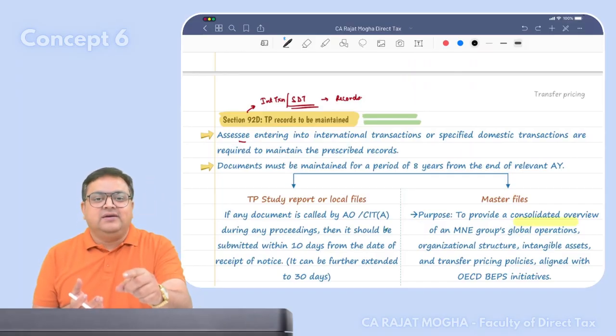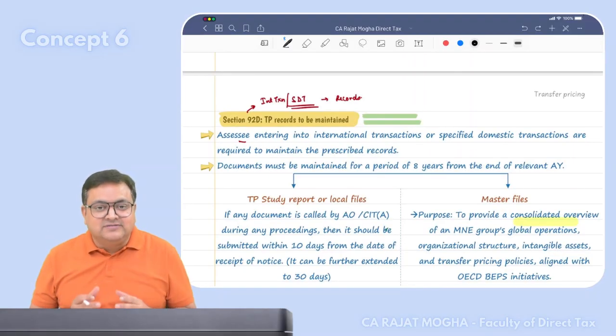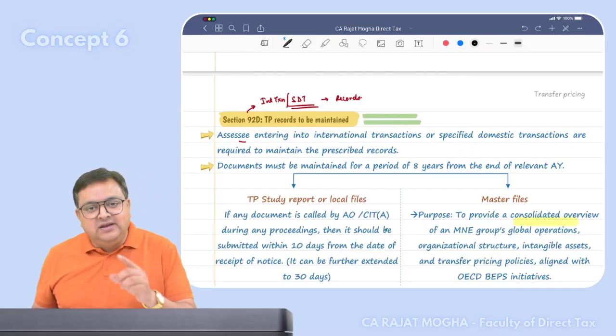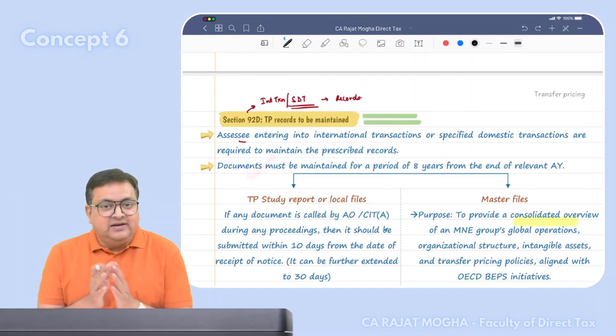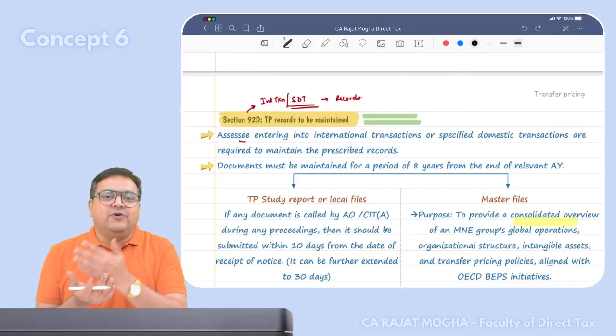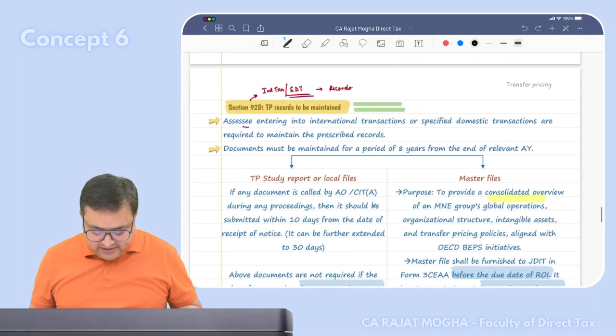But if the assessing officer or the CIT appeal asks that please submit your documents, then we have to furnish them. If we do not furnish, then we will have to pay penalty also, right? So whenever they ask, if we have not maintained it, or we have maintained it but don't furnish it, then we have to pay penalty also.